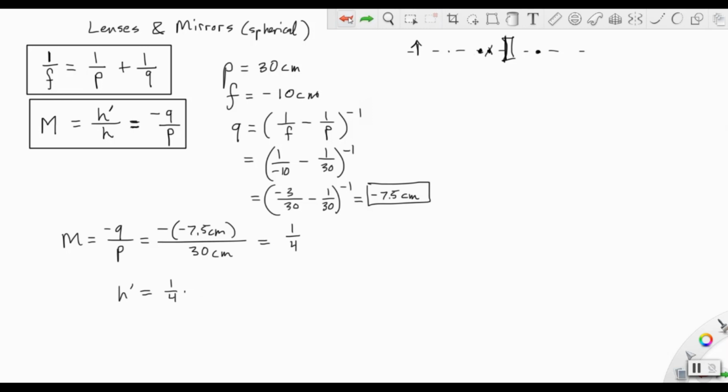Let me erase this stuff. Put a little tiny one in here. Here's our image right there. Little tiny arrow.